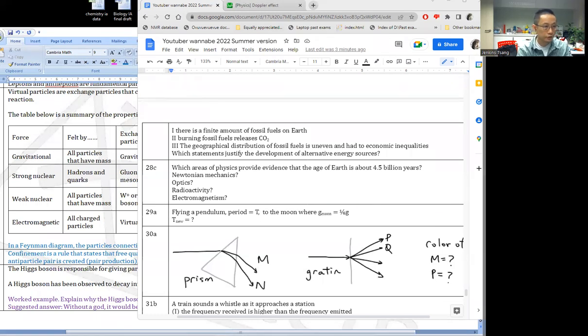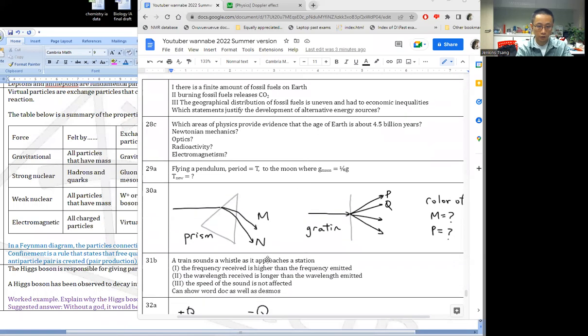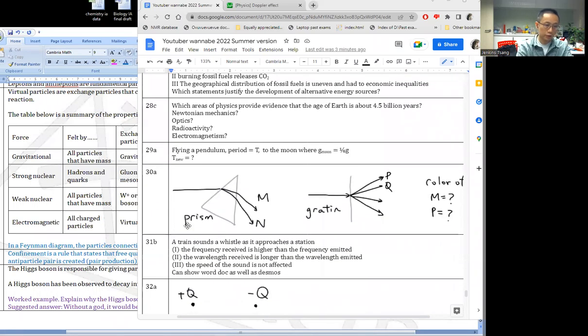Moving on to question 30. In two different experiments, white light is passed through, firstly a prism and then secondly a diffraction grating, and they asked you which beams are red and which beams are violet. The grating experiment, the result is quite famous. You have to recognize that red has long wavelength and would undergo more diffraction, having a wider angular separation from the central maximum, as evidenced by an equation like this. Long wavelength, large angle, so therefore P is definitely the red one.